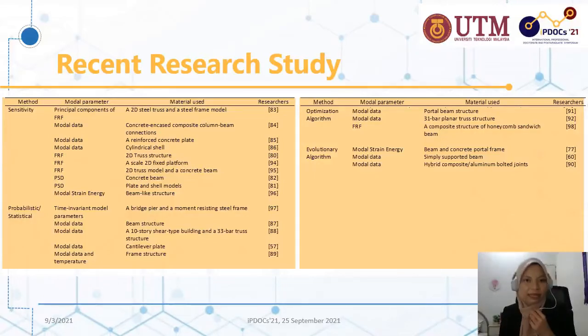Instead, Yang et al. proposed a modal strain energy-based model updating method for damage assessment of beam-like structure. MSE is defined as the second-order derivative of mode shapes. Besides the modal parameter above, Abrahamian et al. performed a series of experiments using time-invariant model parameters to a bridge, pier and a moment-resistant steel frame.